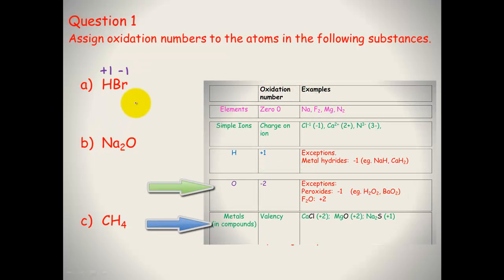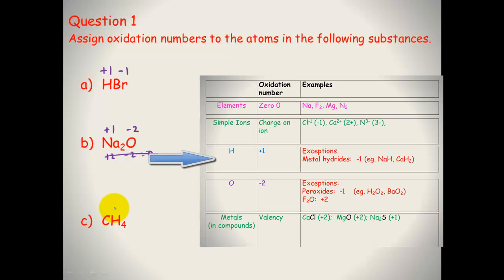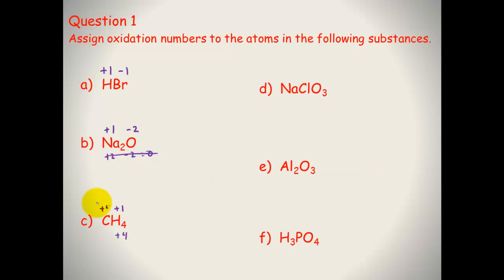Sodium is a metal with oxygen, so we can apply both rules here. We know that sodium has +1, oxygen has -2. +1 times 2 equals +2, -2, and that equals 0, so that's fine. Carbon, we don't know, we have to work out. Hydrogen has +1. +1 times 4 is +4. So carbon needs to have a -4 oxidation number.